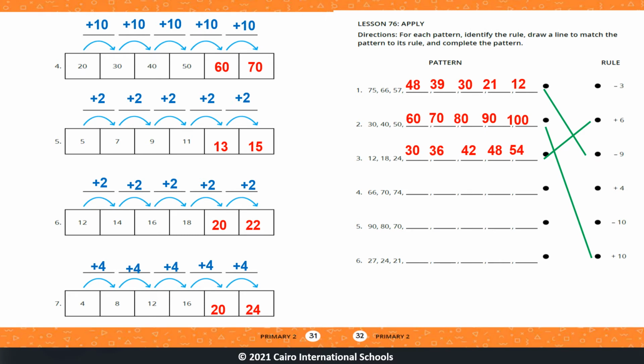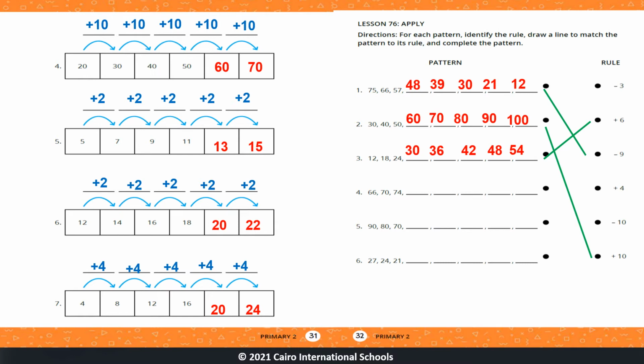In pattern number 4, the pattern is 66, 70, 74. Is this an increasing or decreasing pattern? It's an increasing pattern, so we will write plus in the pattern rule. If it's increasing, write plus in the pattern rule. If decreasing, write minus. Increasing by what? Subtract the first two numbers, the big number minus the small number, 70 minus 66.